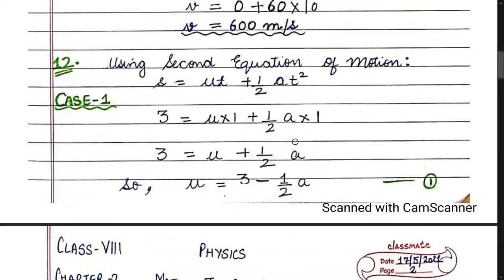Now children, coming to question number 12. A body moving with constant acceleration travels 3 meter and 8 meter respectively in 1 second and 2 seconds. So, a body is moving with constant acceleration. Children, here we will form two cases, and in both the cases, we will be using second equation of motion. That is, S is equal to ut plus half at square.